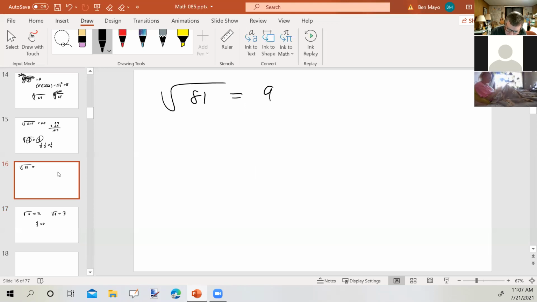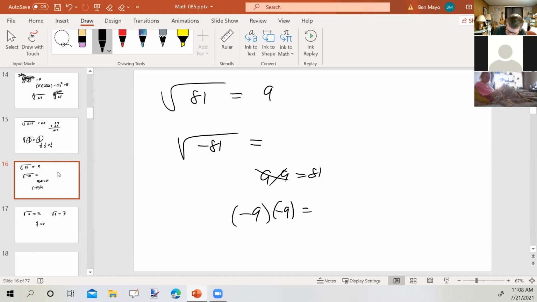The square root of 81 is 9. What's the square root of negative 81? Well, it can't be 9 because 9 times 9 is 81. It can't be negative 9 because negative 9 times negative 9 is 81. There is no real solution, okay? The square root of a negative number is not real. You can't take the square root of a negative number and get a real answer.